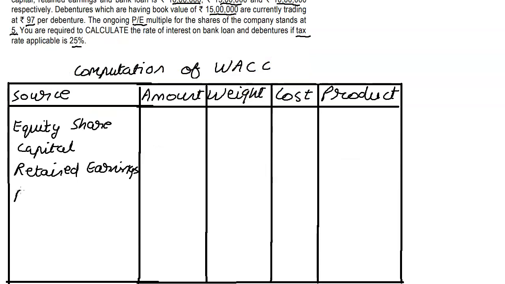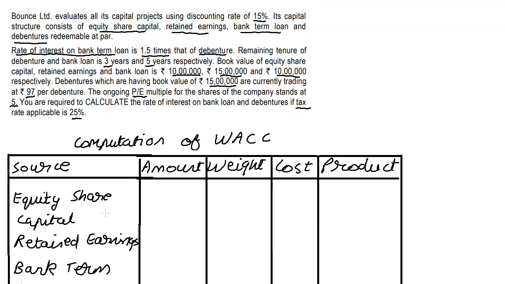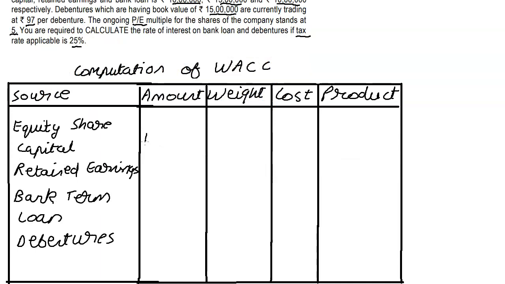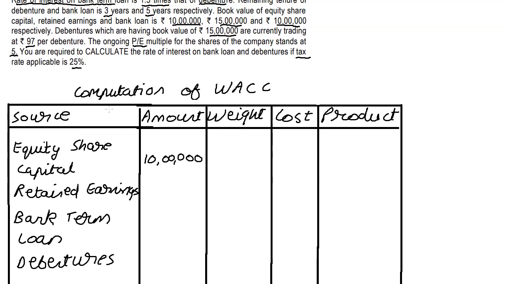Bank term loan and debentures. As far as the amounts are concerned, we've been told that the book value of equity capital, retained earnings, and bank loan is 10 lakhs, 15 lakhs, 10 lakhs, and then they've given us debentures at 15 lakhs. So we have 10 lakhs, followed by 15 lakhs, followed again by 10 lakhs, and again 15 lakhs.